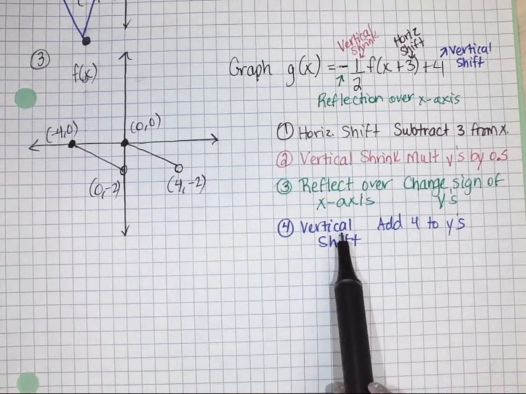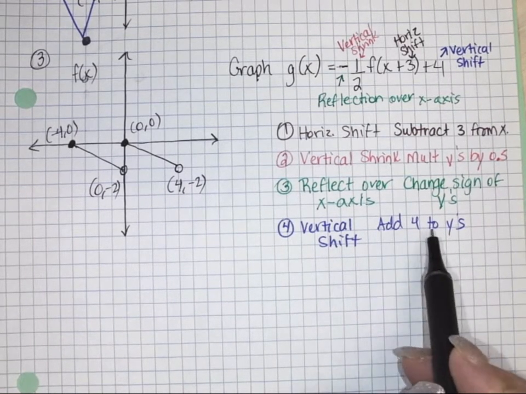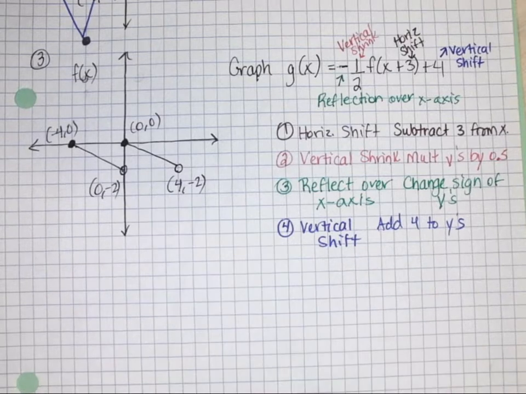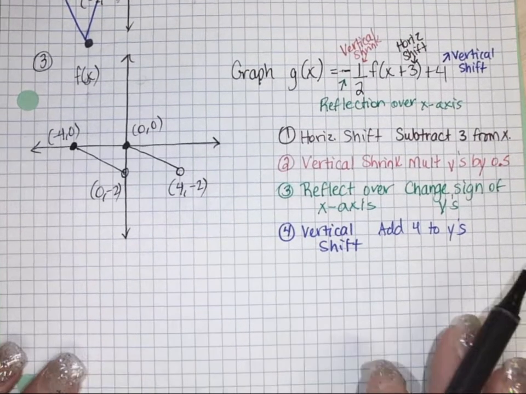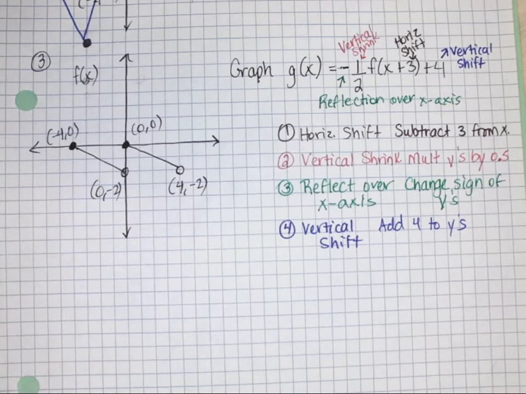Fourth is a vertical shift. That's the last thing, always the last step. And we're going to add 4 to our y's, so we're going to move our points up 4 places. So once again, notice I don't have a list of ordered pairs, which I can show you if you think that would help you. So let's go through the steps.